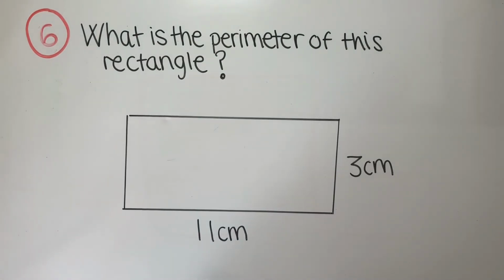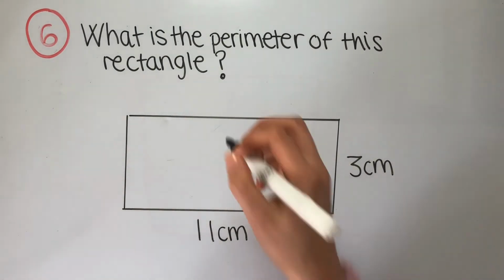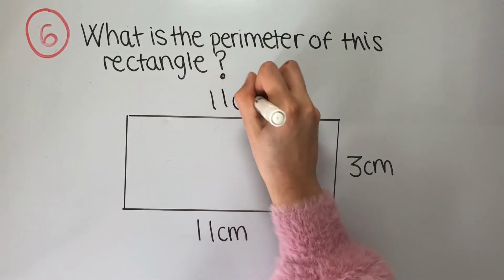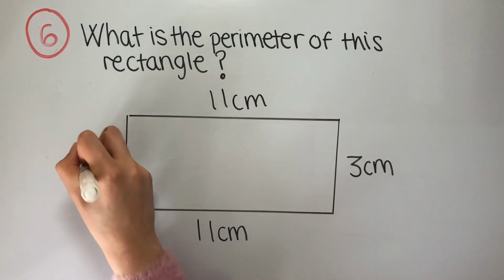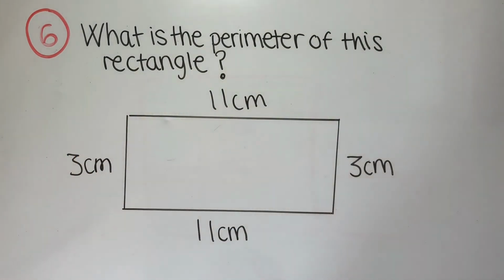Question 6. What is the perimeter of this rectangle? This is a similar question to our last one, but this time our shape is a rectangle instead of a square. We know that in a rectangle, the opposite sides are the same length. So if this side is 11 centimetres, so is this side. And if this side is 3 centimetres, so is the opposite one.